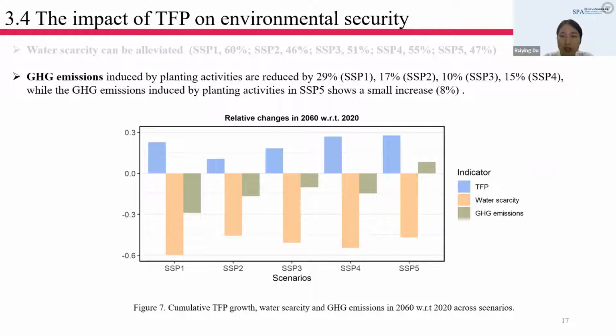In terms of emissions abatement, the GHG emissions induced by planting activities are reduced by 29% in SSP1, 17% in SSP2, 10% in SSP3, 15% in SSP4, while GHG emissions induced by planting activities in SSP5 show a small increase of about 8%. That's mainly because maybe more fertilizer will be used in SSP5.